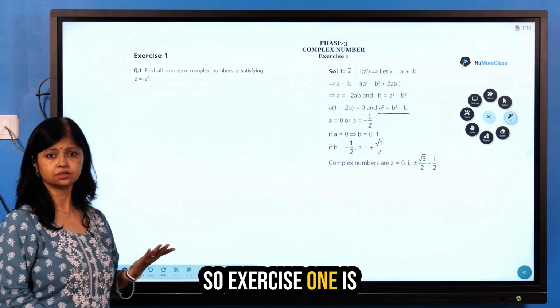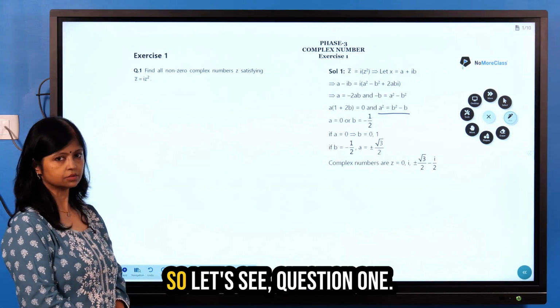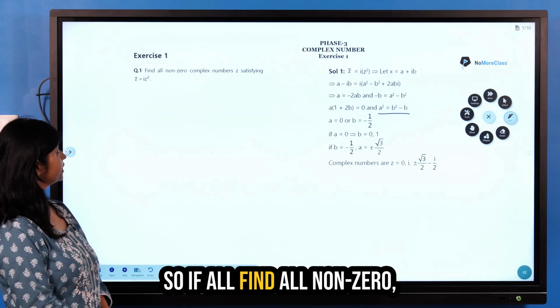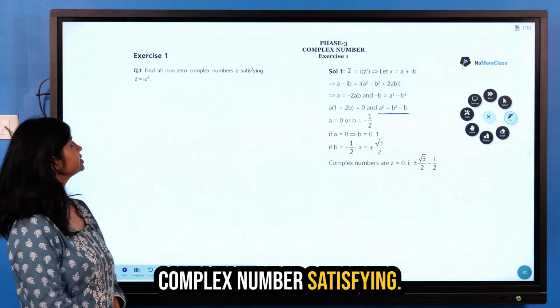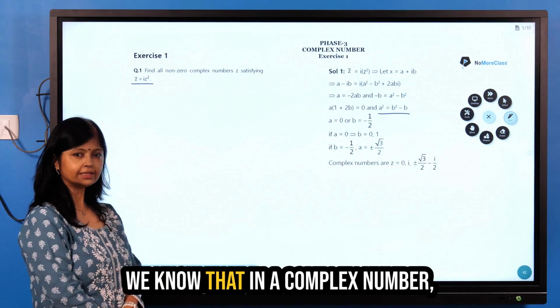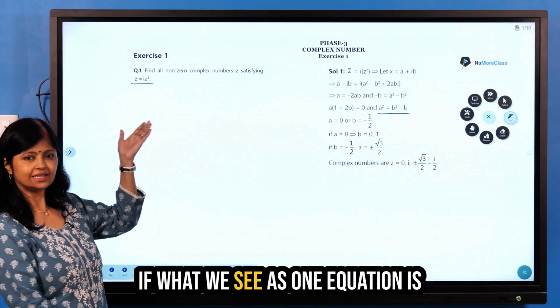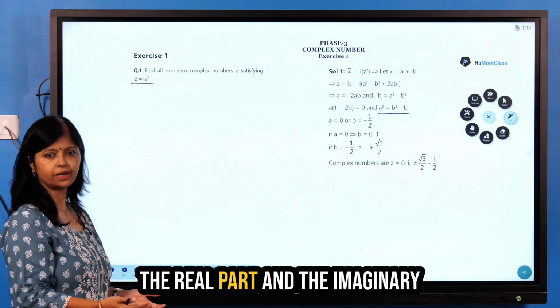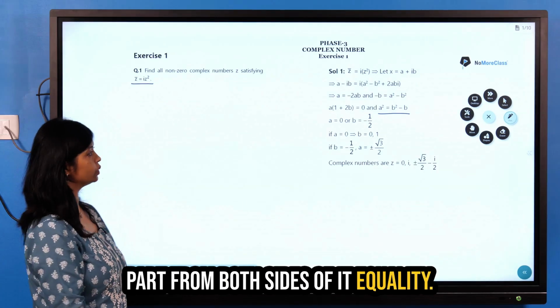So, exercise 1 is usually the simpler one. So, let's see question 1. Find all non-zero complex numbers satisfying this equation. We know that in a complex number, what we see as one equation is actually two equations. We can equate the real part and imaginary part from both sides of the equality.